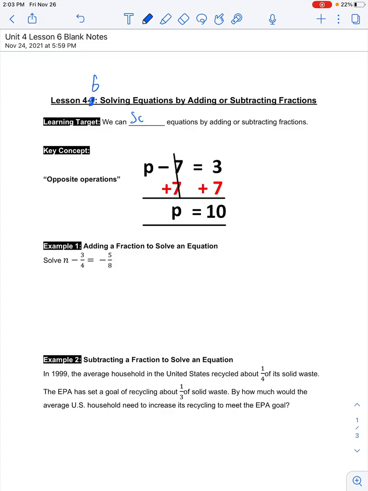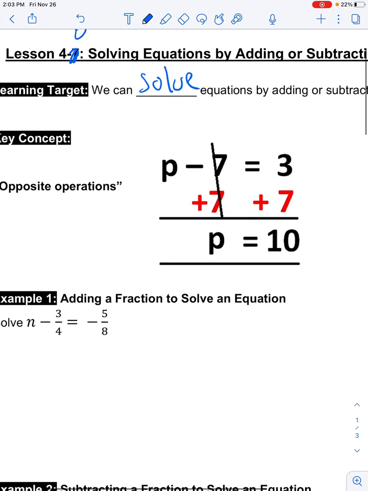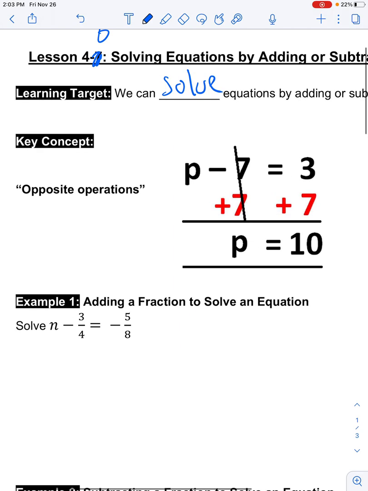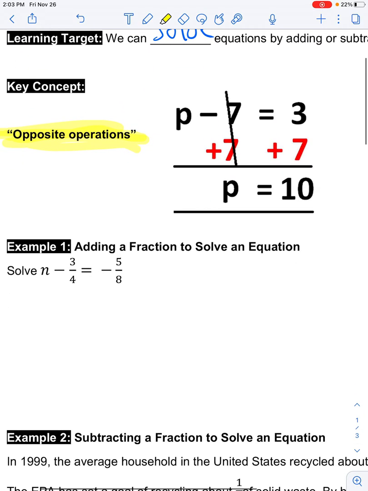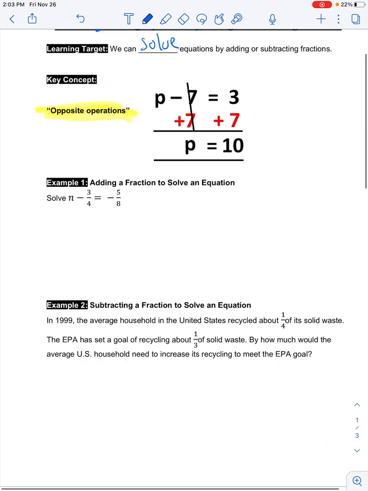Alright, 7th graders, we are going to be solving equations by adding or subtracting fractions. If you remember how we solve equations when we add integers, we use this key term, opposite operations. So again, to undo subtraction, I have to add, and to undo addition, I have to subtract. That same concept is going to work for fractions.